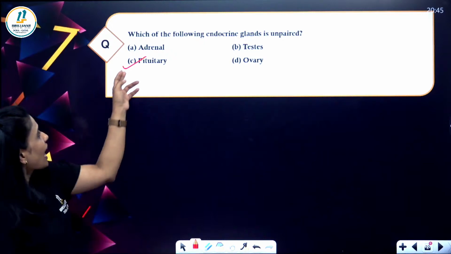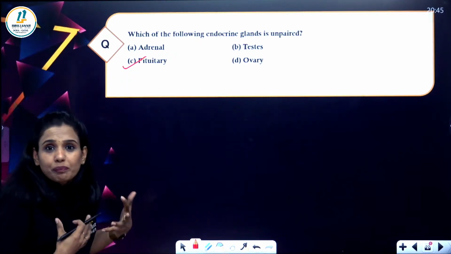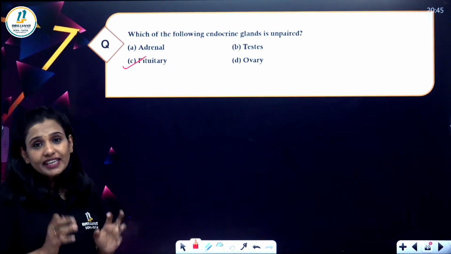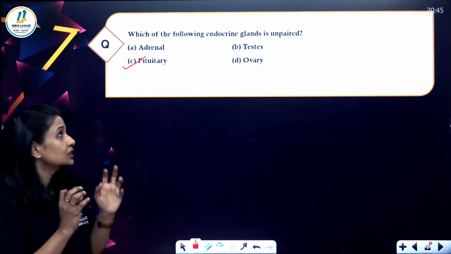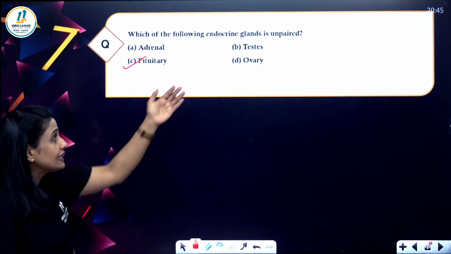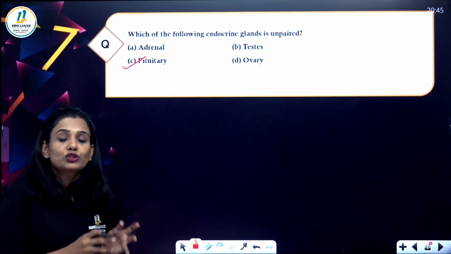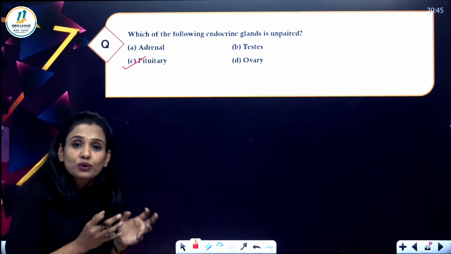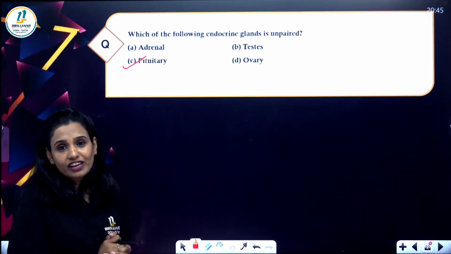See here. Adrenal gland is a paired gland, situated above each kidney. We have a pair of adrenal glands. And testis, that is also a pair of testes in male. Ovary is also paired, a pair of ovaries we have.